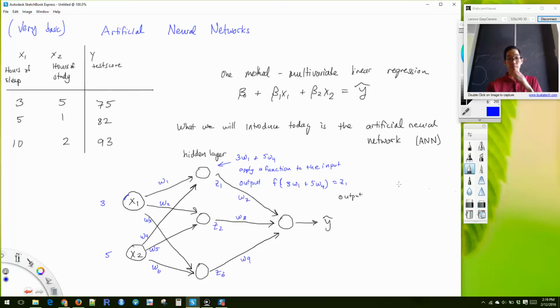Okay, so we can alter all of these weights, and so what gets fed into here will be a function of this output multiplied by its weight, plus this output Z2 multiplied by its weight, and then the last one Z3 multiplied by its weight. Okay, and then we'll have another function based on this that's going to output Y.